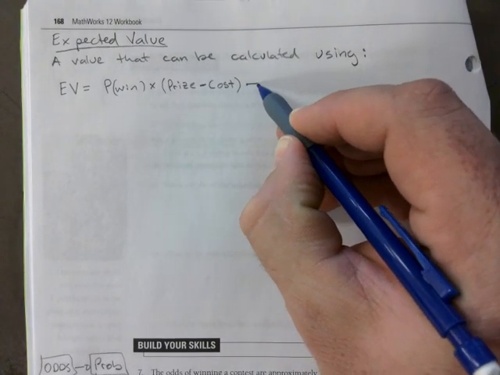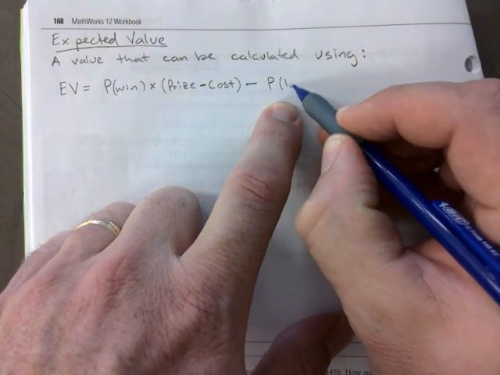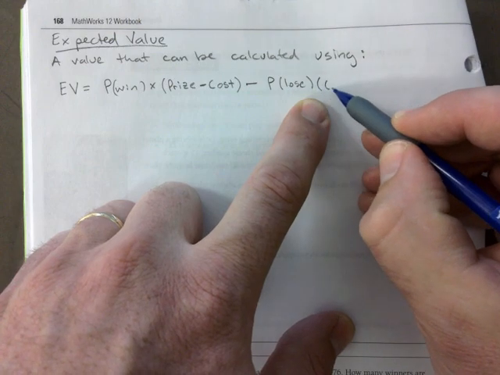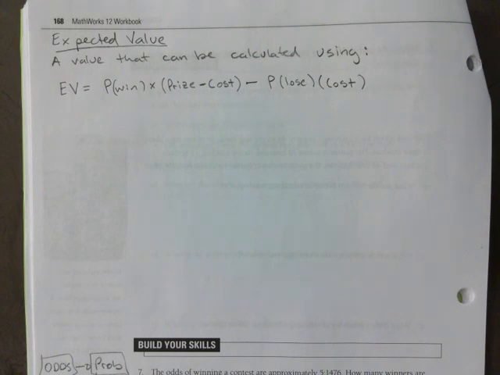Minus the probability that you will lose times the cost of playing the game, or buying a lottery ticket, or buying a scratch and win ticket, or if you go to any game and you want to be part of that game, you have to pay to play, right? So that would be the cost there.